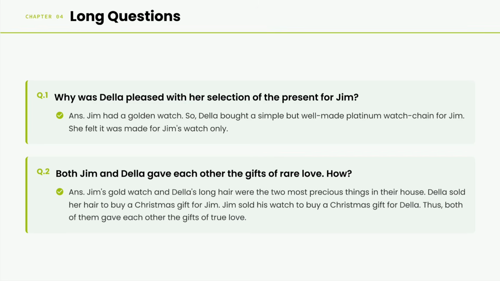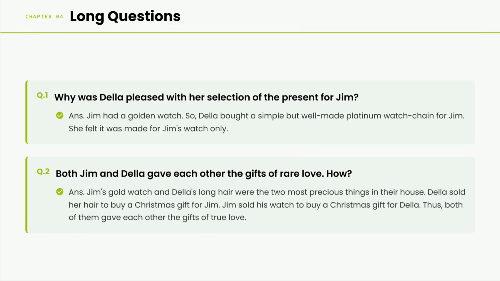Long questions from chapter 4. Question 1. Why was Della pleased with her selection of the present for Jim? Answer. Jim had a golden watch. So Della bought a simple but well-made platinum watch chain for Jim. She felt it was made for Jim's watch only.